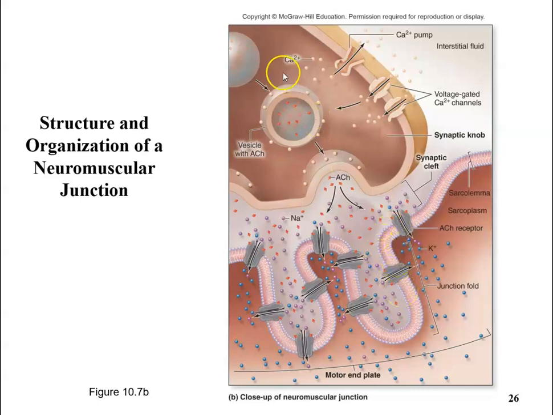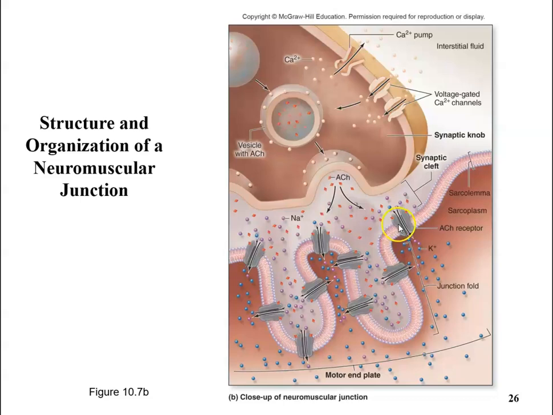So what happens when a nerve impulse comes down the neuron and gets to the end of the neuron, to the synaptic knob? These voltage-gated calcium channels are going to open right here, and calcium is going to influx. And what happens when calcium influxes is it causes these vesicles of acetylcholine to be released. Now acetylcholine is being dumped into the synaptic cleft, and it's going to bind to these acetylcholine receptors on the sarcolemma at the motor end plate, okay?